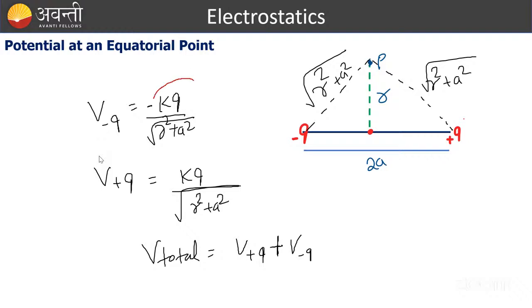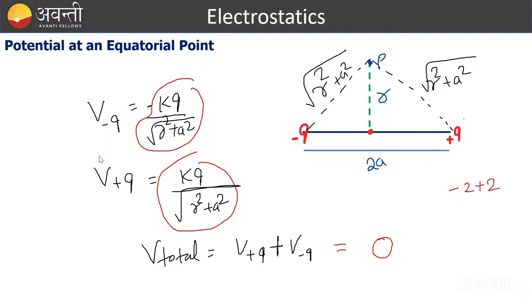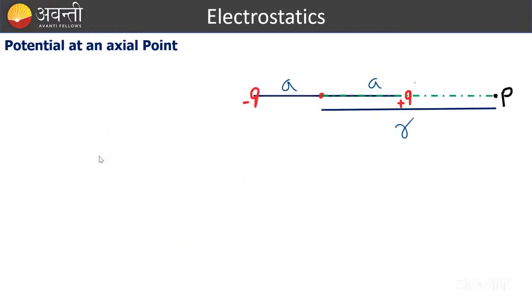This is minus of kq by this, and this is plus of kq by this. Both are same in magnitude with opposite sign. One is negative, another is positive. So 0. It is same like you are adding -2 with +2. So you will get 0, right? Yes, Kiran, Lakshmi. It will be 0, right? So 0 hai. Yes, 0.